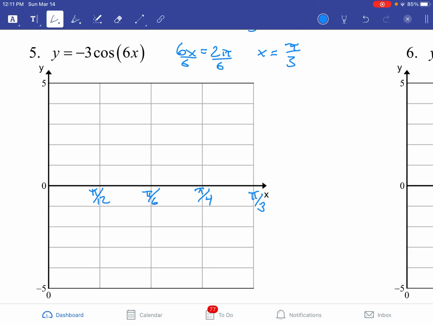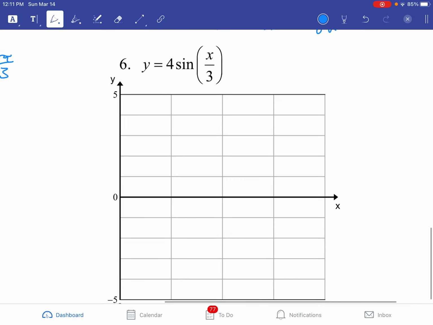All right. Cosine begins at 1, but we're multiplying it by 3, and it's being flipped upside down, so it's going to start at -3. The amplitude is 3, so instead of going down 3, down 3, up 3, up 3, I'm going to go up 3, down 3, and down 3 because the graph has a negative in front of it. Again, the amplitude is not negative, but there's a negative in front of the amplitude. And there's my graph for negative 3 cosine of 6x.